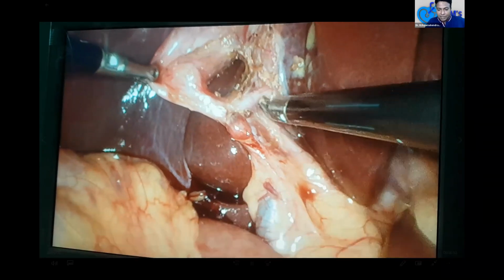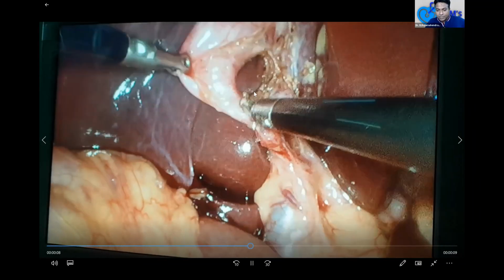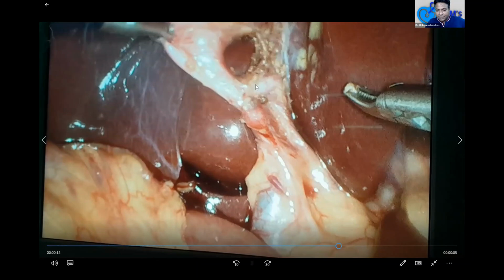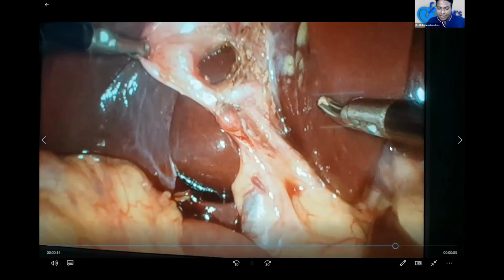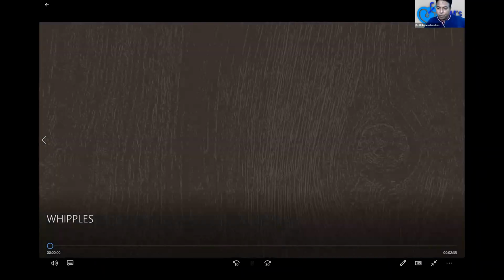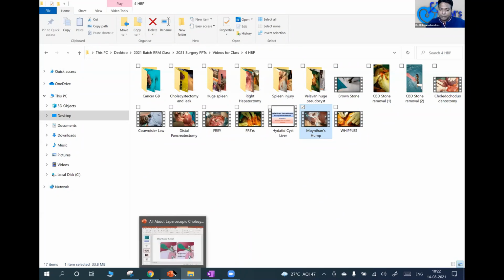Now I am dissecting. At the time, I'm seeing one abnormal artery here. I don't know whether you could note this. There you see, there is a dilated artery running like this here. This is a right hepatic artery running like this. It's a Moynihan's hump. We rarely encounter this type of anomaly. So with Moynihan's hump, we should be very careful before clipping the cystic artery.